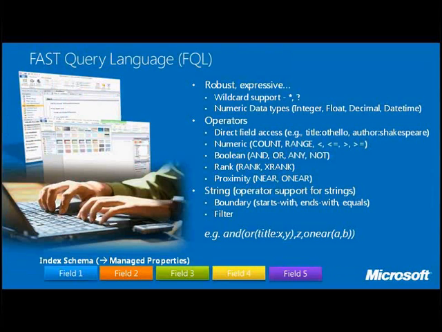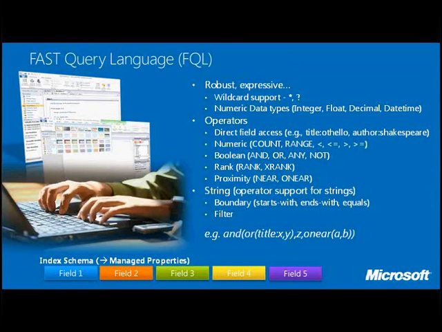So the first thing to think about when you're accessing an index is the query language. FAST query language has been developed over the last 15 or so years, and it's an extremely powerful, extremely descriptive way of defining queries. It's got wildcard support, all different sorts of data types, numerics and strings and date times. We've got a number of different operators. We can do fielded access. We can do counts and ranges.